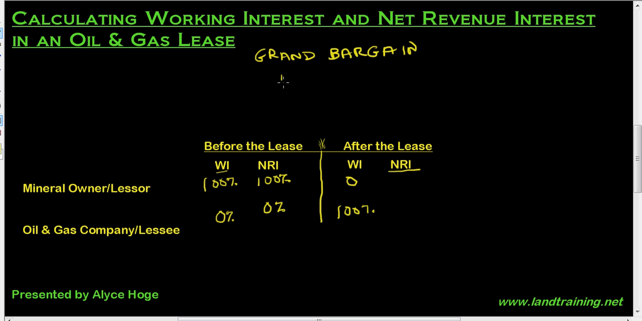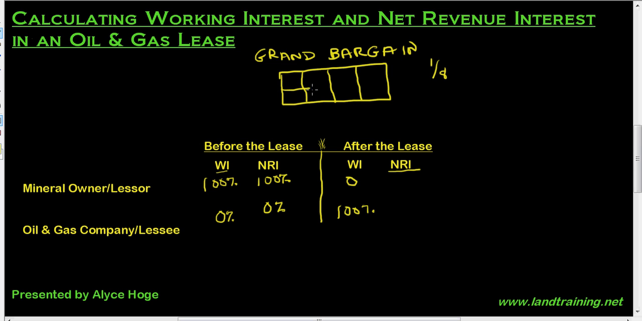So this is the way it works. Let's take, for example, what used to be a common lease royalty fraction, which is a 1/8. And let me just demonstrate how this works.